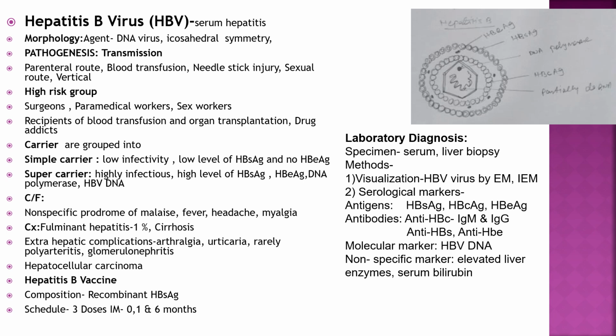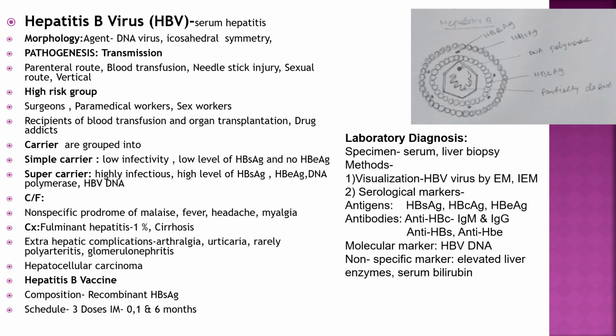Hepatitis B virus, HBV, serum hepatitis. Agent is a DNA virus with icosahedral symmetry. Pathogenesis: transmission by parenteral route, blood transfusion, needle stick injury, sexual route, vertical. High risk groups: surgeons, paramedical workers, sex workers, recipients of blood transfusion and organ transplantation, drug addicts. Carriers are grouped into simple carrier, low infectivity, low level of HBsAg and no HBeAg. Super carrier, highly infectious, high level of HBsAg, HBeAg and DNA polymerase, HBV DNA.